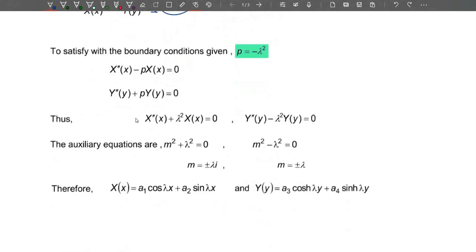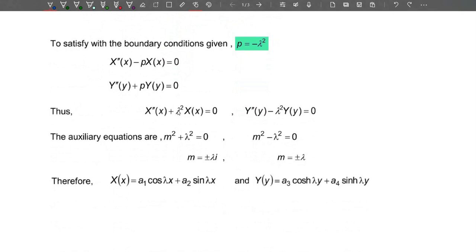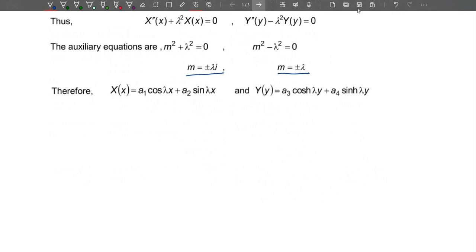Okay, and then next we will be using the auxiliary equations, which is m squared plus lambda squared equal to 0. So m is equal to plus minus lambda i. And the next one, m squared minus lambda squared equal to 0 means m equal to plus minus lambda. Therefore X(x) is equal to a1 cos lambda x plus a2 sin lambda x, because the roots are complex numbers, and this one the roots are real and distinct, so it will be Y(y) equal to a3 cosh lambda y plus a4 sinh lambda y.